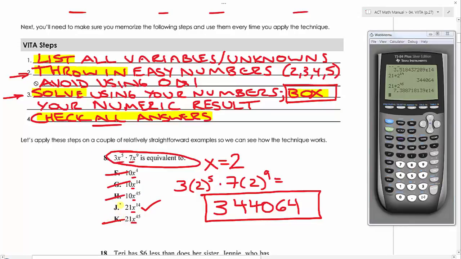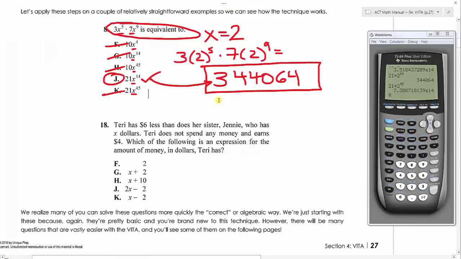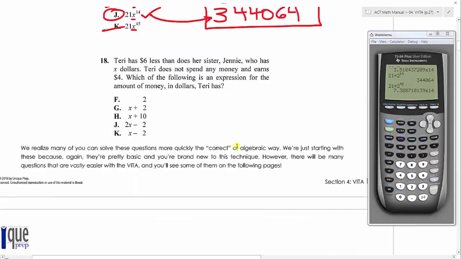So again, what happened here is for some reason we had forgotten our exponent rules. Our algebraic skills were just not there for us, and we said, okay, well, we've got variables in the answers. We can throw in some numbers here. We found that when we throw in x equals 2, 3x to the 5th times 7x to the 9th equals 344,064, and answer choice J happens to equal that same number when we throw in x equals 2. So that's VITA. Again, we're throwing in a number, we're solving the question arithmetically, and we're letting the calculator do a bunch of the work for us.